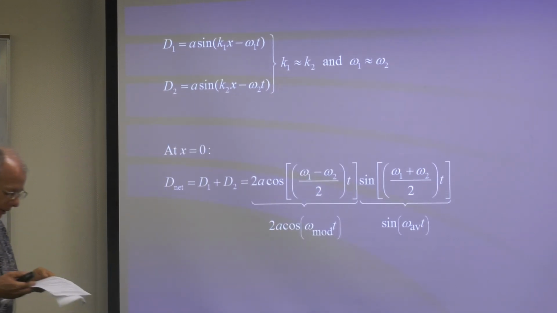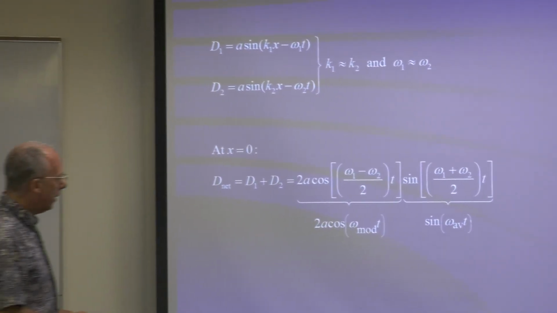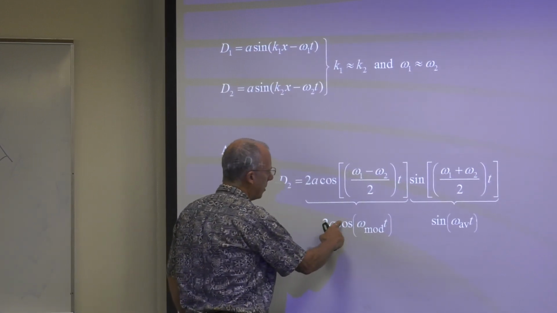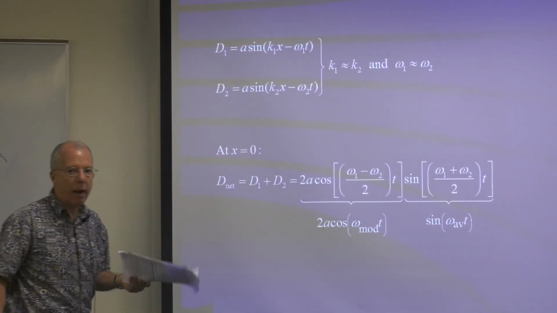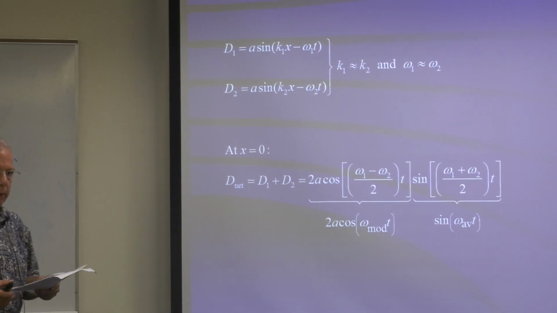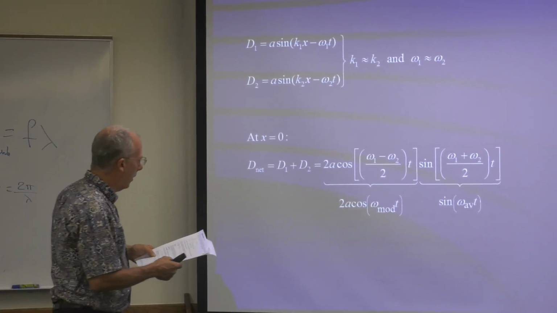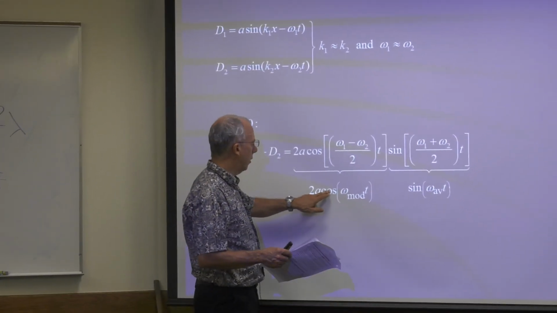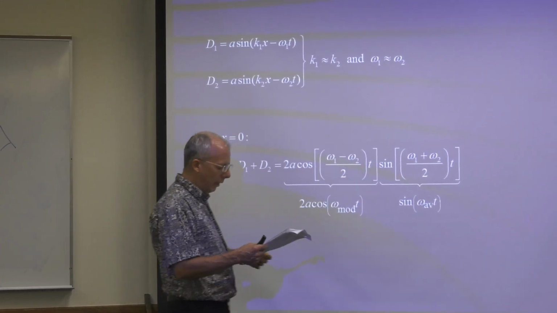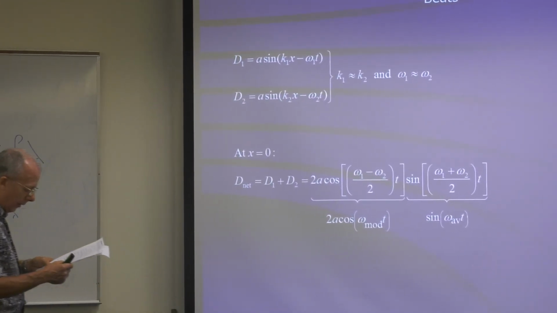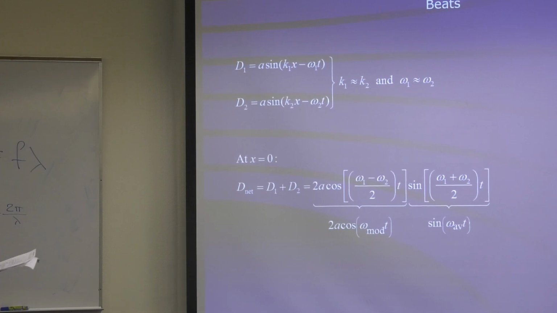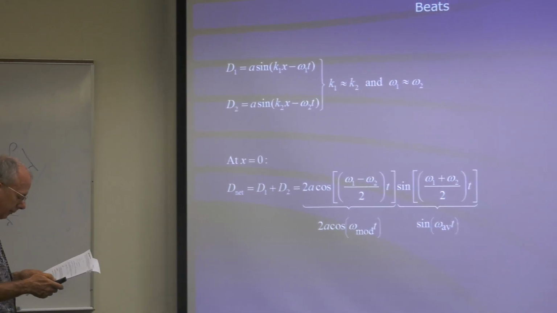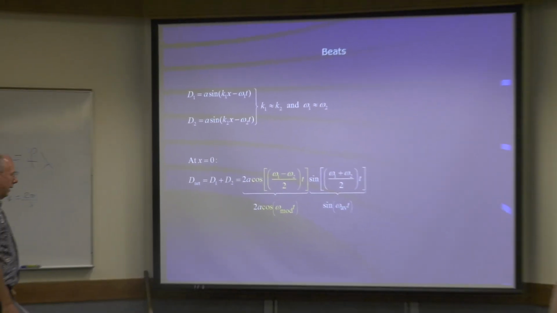So the question is, what does a cosine of a small angle look like? What's the graph of a cosine with a really small angle? Or in other words, what does the graph of the cosine look like when these guys get closer and closer and closer to each other? Okay? So let's look at it.